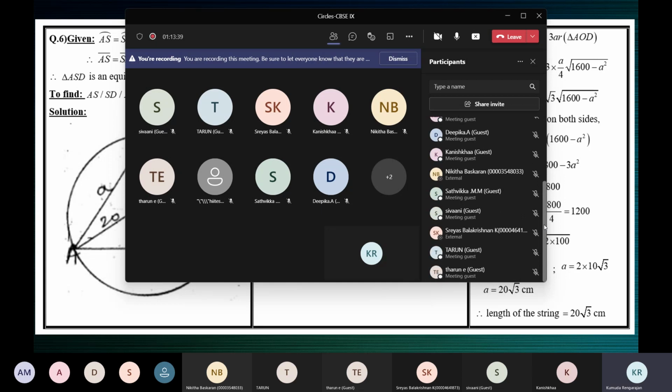Hitesh, Arav, Ananya, Deepika, Kanishka, Nikita, Satvika, Shivani, Shreyas, Tarun and Tarun Ishwaran.